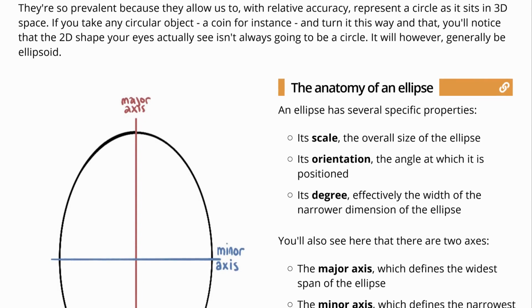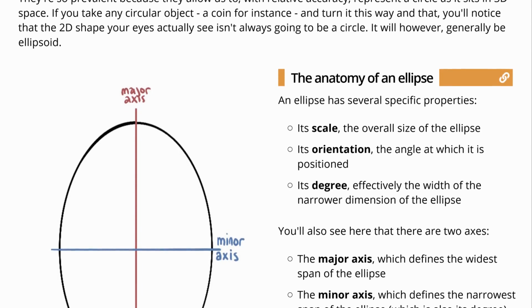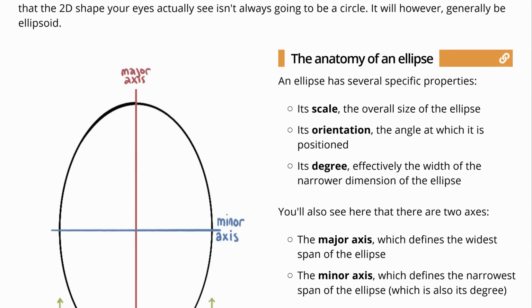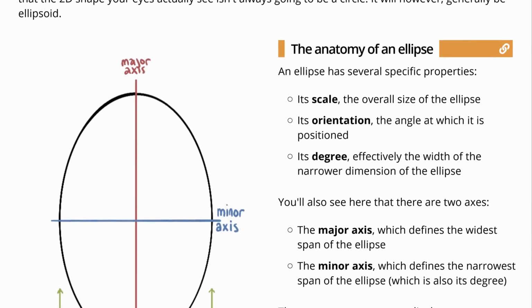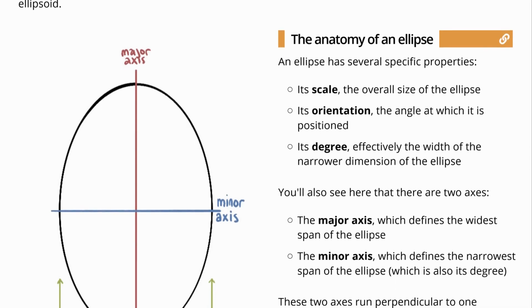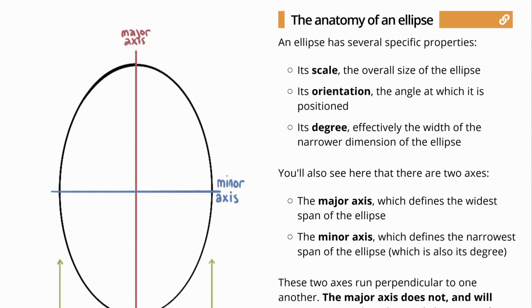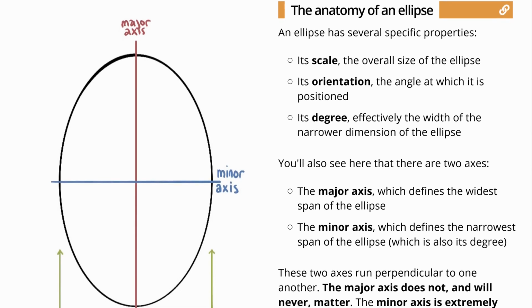The anatomy of an ellipse. An ellipse has several specific properties. Its scale, the overall size of the ellipse. Its orientation, the angle at which it is positioned. Its degree, effectively the width of the narrower dimension of the ellipse.